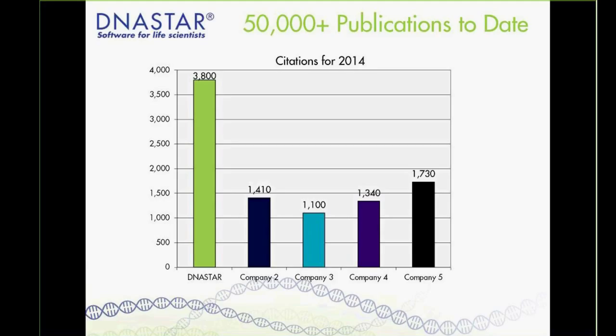This long history and the wide use of our software applications has made DNASTAR the leader in citations in peer-reviewed journals. For all of the last 30 years, we've been cited more than any of our competitors combined. And in fact, just earlier this year, we surpassed 50,000 total publications in peer-reviewed journals.